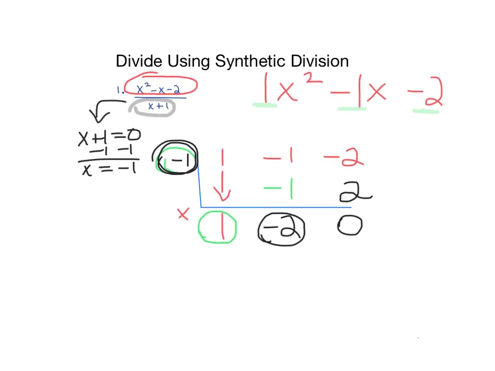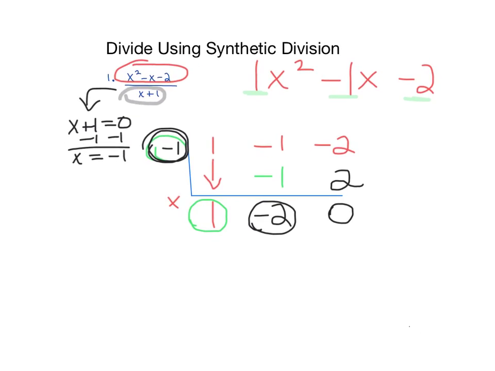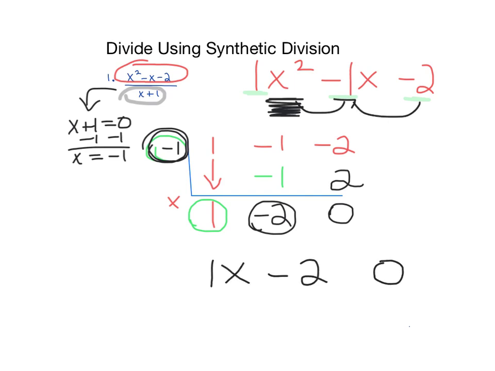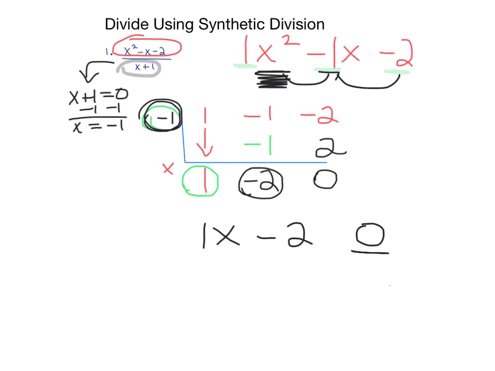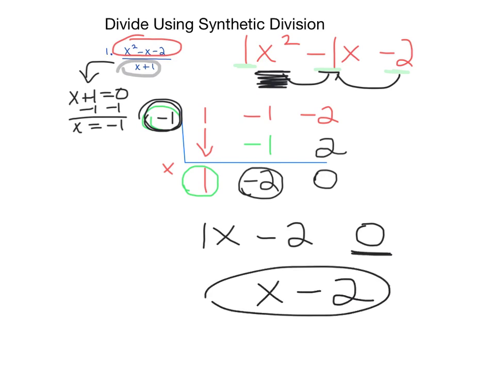So now I have to put the variables back in. So I take these numbers, the 1, the negative 2, and the 0. See how my first letter was an x squared? The next letter that I'm going to use is the one right next to it. So I'm going to put an x here, and then the next thing would be the constant. And this is the remainder. So my answer is x minus 2. This was the first problem that we worked out.